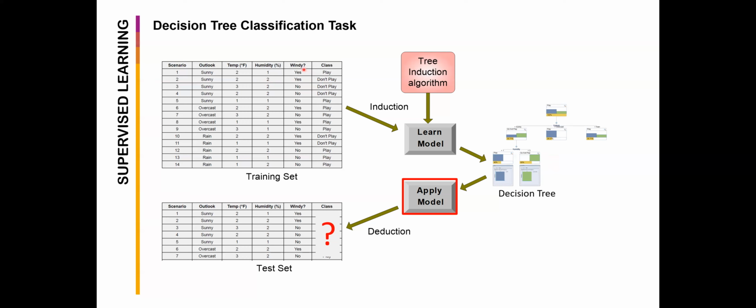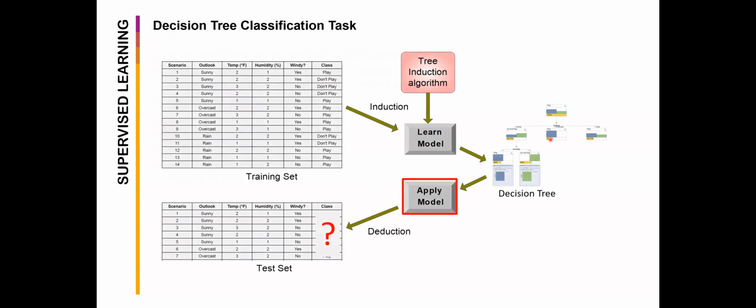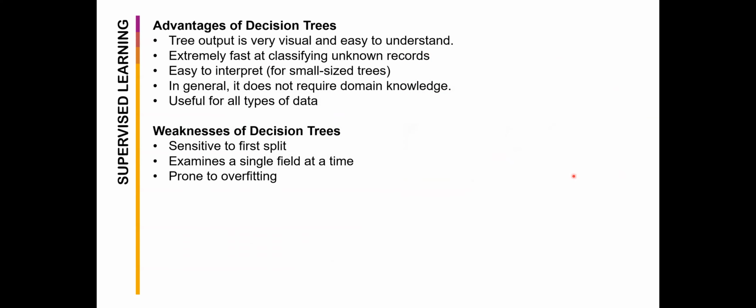So let's say here in Windy, there's no "no" or no "yes" in the data. Automatically, that one item in the Windy part is not in the model. It would be missing or unclassified, and it is treated as another rule or another bin. So it's very easy to classify unknown records. It's easy to interpret as well if you have small-sized trees like this one. Automatically you can see the flow of the decisions. And it doesn't require domain knowledge, and it's useful for all data types.